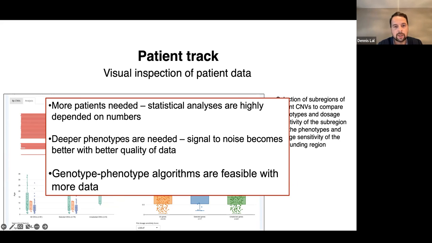In addition, we need better phenotype data, so clinical data which have been organized in a standardized way. At the moment, a lot of sources of data come from different centers and from different clinicians who might have different interpretations of the data, and not much detail. So the better data we have, the better we can do this type of genotype phenotype analysis. The point I want to make is that genotype phenotype algorithms are feasible, and they might really inform biologists what to focus on when they generate their models, but we need more data.